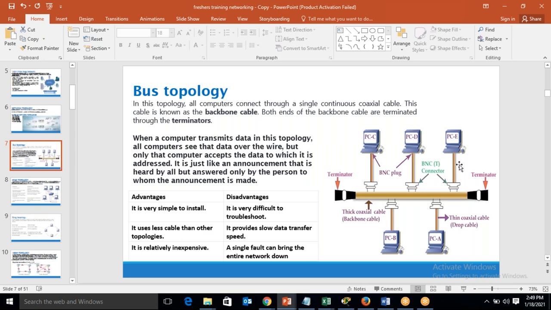Are you clear with this bus topology, Hitesh? Any doubts? No, Jay.